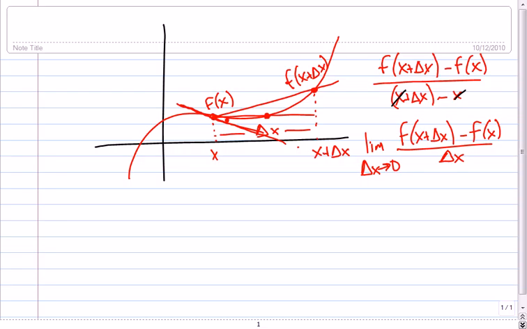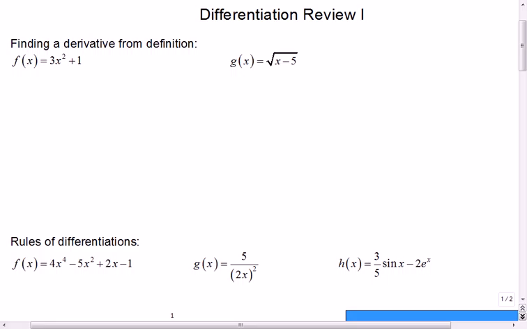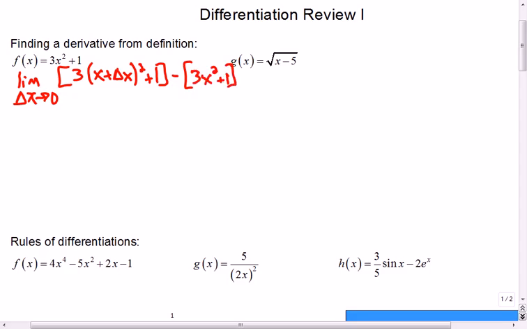Let's take a look at how we get the derivative by definition for this. Okay, so to set this one up, it's the limit as delta x goes to 0. So the function at x plus delta x is going to be 3 times x plus delta x all squared plus 1. Take away 3x squared plus 1. And of course, this is all divided by delta x.